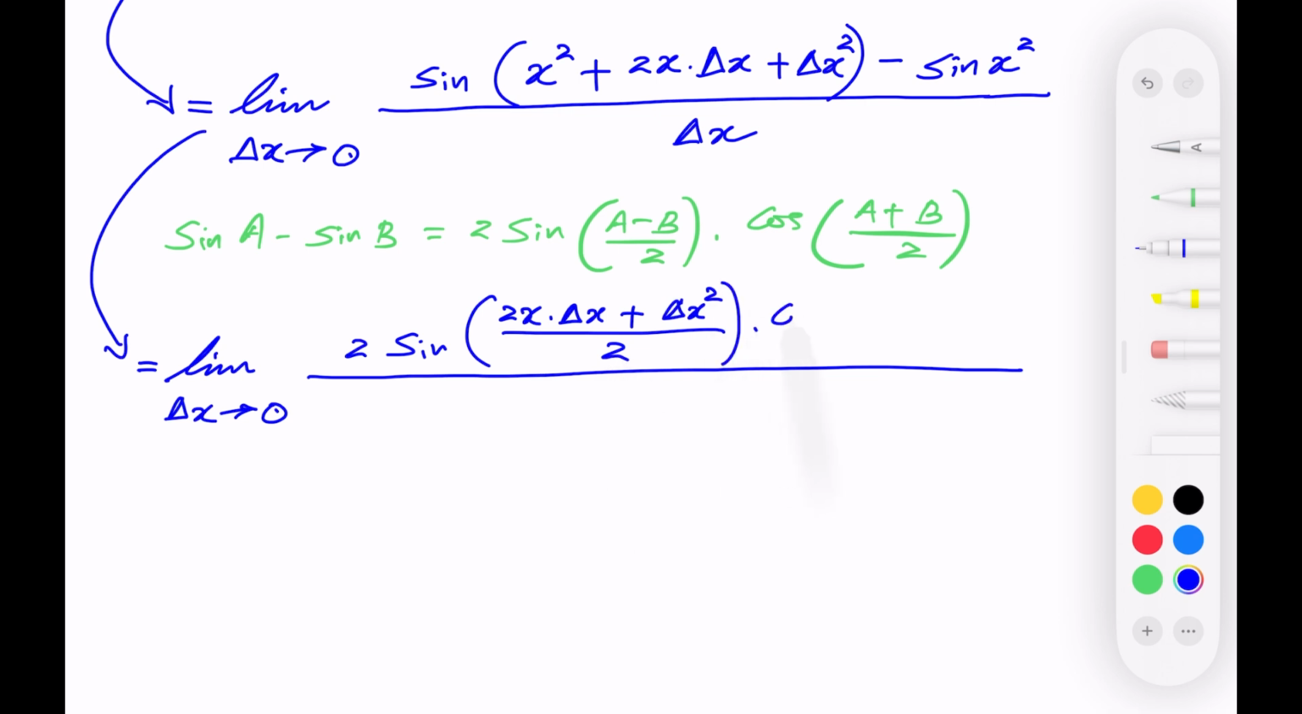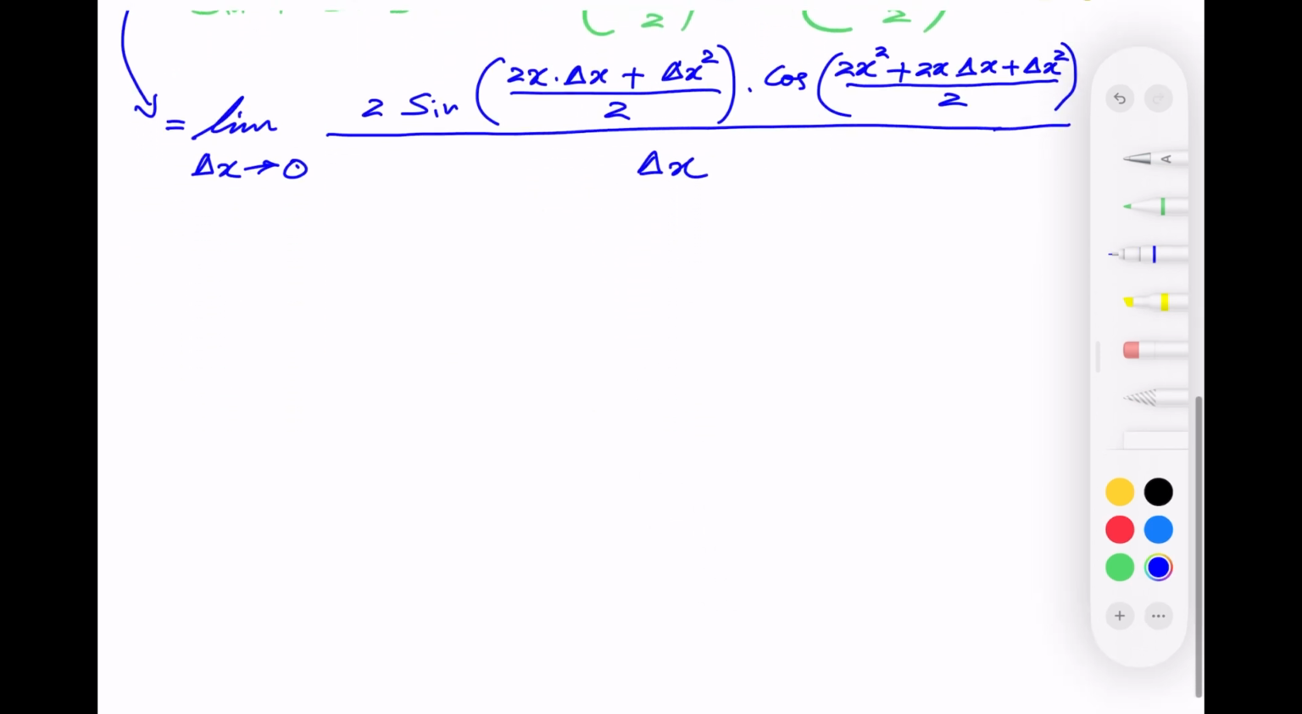Times cosine of (a plus b) over 2. This is our a, this is our b. A plus b divided by 2. So it will be x squared plus 2x times delta x plus delta x squared plus x squared, all of that divided by 2. So x squared plus x squared will be simplified to become 2x squared. And then we have plus 2x times delta x, and we have a delta x squared term. All of that has to be divided by 2. And in the bottom, I have a delta x term.